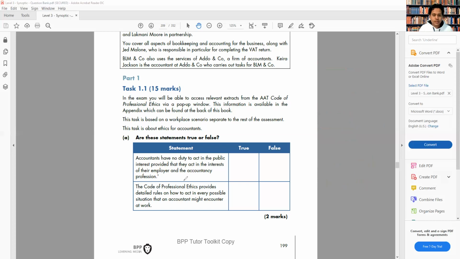All right, let's move on to this question. This question is true and false. So all we have to do is identify, is it true or is it false? The first one says accountants have no duty to act in the public interest provided that they act in the interest of their employer and the accountancy profession.